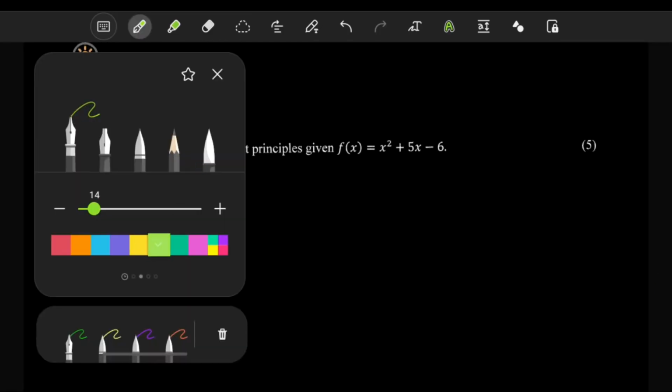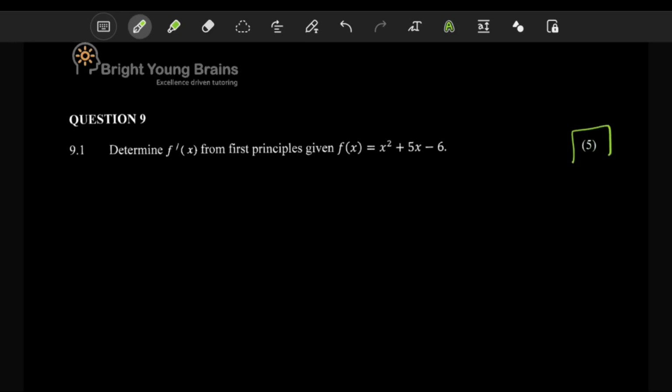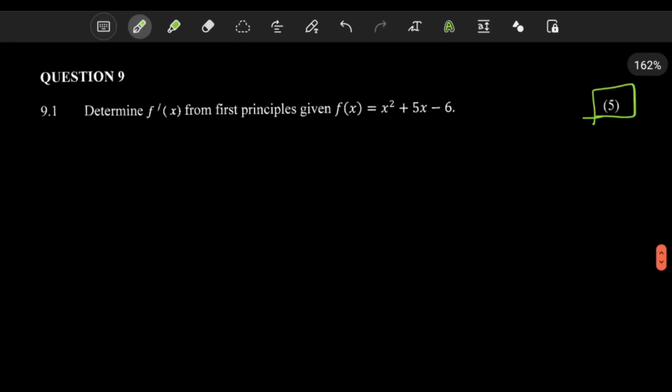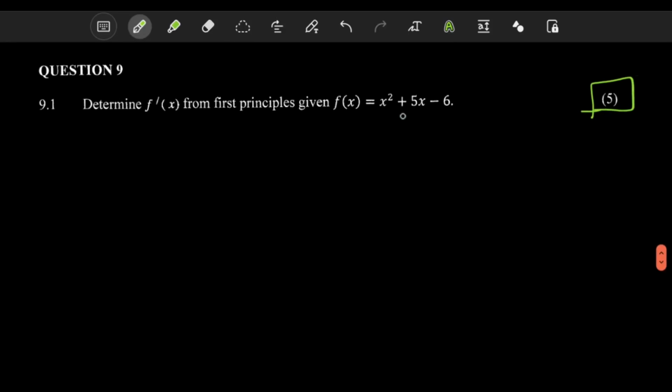Question number 9 is a straightforward 5-mark question. It's a first principles question, so nothing crazy, nothing major. With this first principles question, we know that this one is quite crazy. It's like a whole quadratic equation.